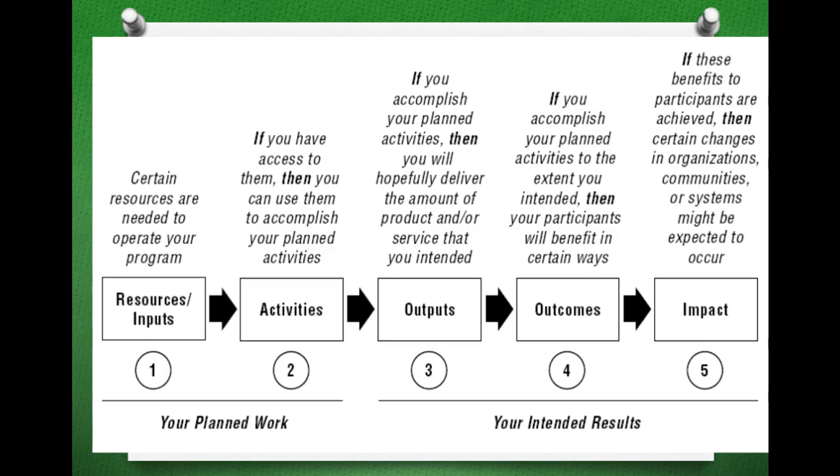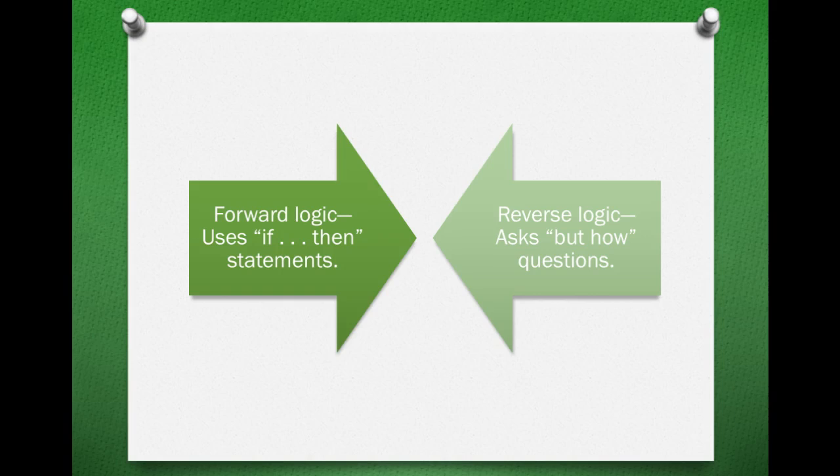A logic model can also be thought of as if-then statements. If we put in these resources, then we can produce these activities. If we produce these activities, then we're going to deliver these outputs. If we deliver these outputs, then we expect that we'll have these outcomes. If these outcomes happen, then we expect that these will be the long-term impacts of the program. So again, on the left-hand side, your planned work. On the right-hand side, the intended results.